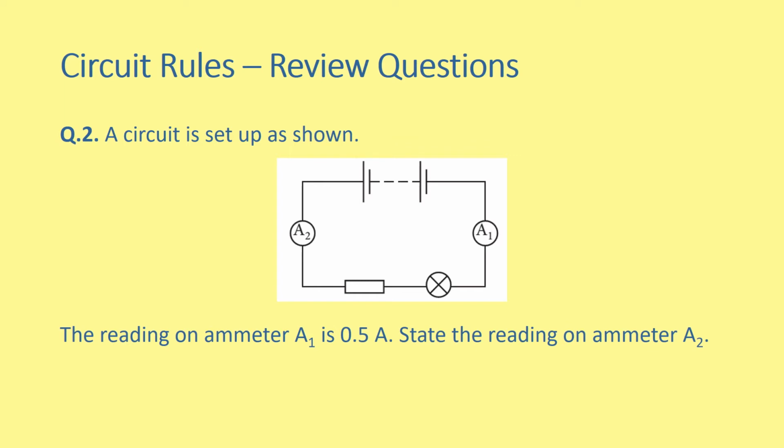The reading on ammeter A1 is 0.5 amperes. State the reading on ammeter A2. The fact that we see the word "state" is a command word. That tells us that we should know the answer and it is only worth 1 mark. Because this is a series circuit, we can say that supply current is equal to I1, is equal to I2, and so on. All of the currents are the same. Therefore, if A1 is 0.5 amperes, A2 is also 0.5 amperes.